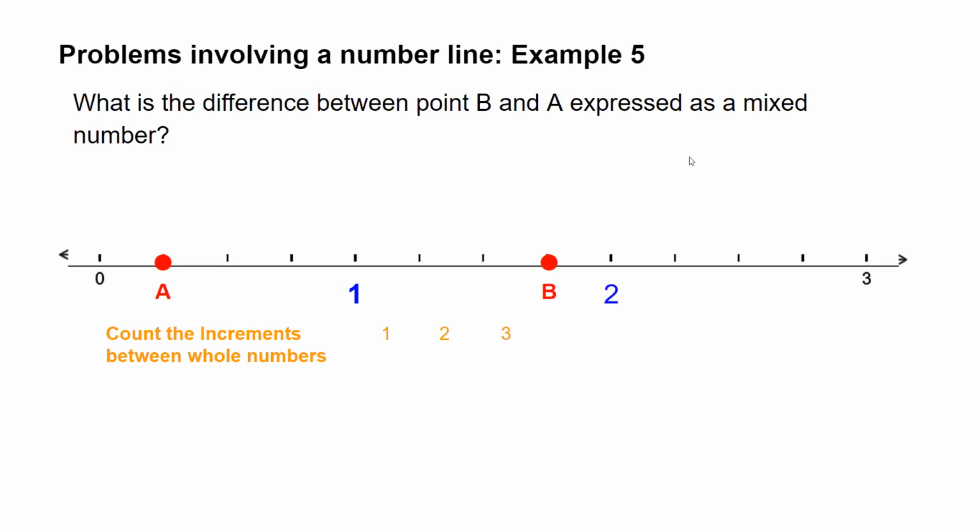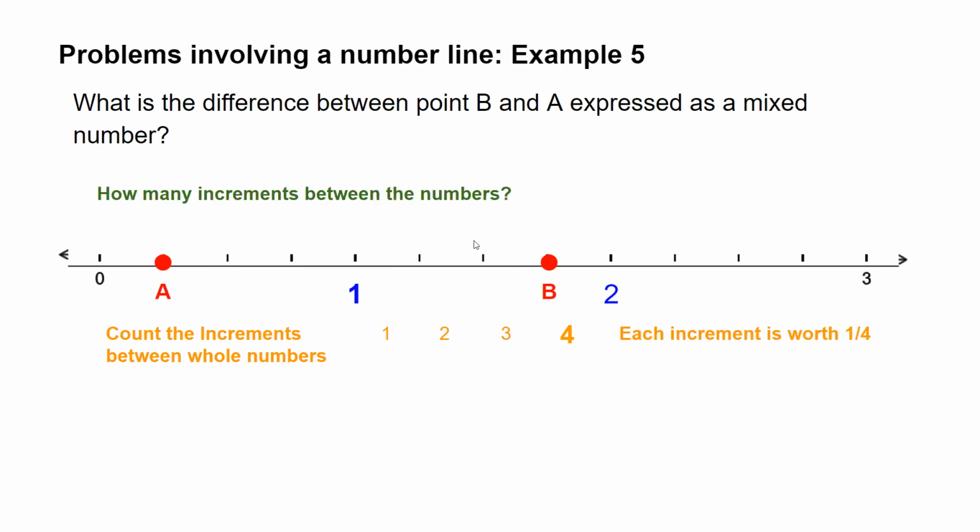1, 2, 3, 4. We are counting in 1/4. So we're counting between the 1 and the 2 just because that will always tell us what increments we're using in our number line. Our number line is in 1/4. Now we count the increments between the two numbers. 1, 2, 3, 4, 5, 6. That tells us the total number of increments.